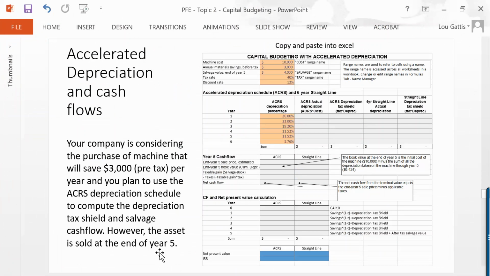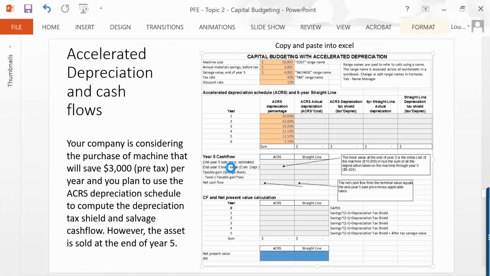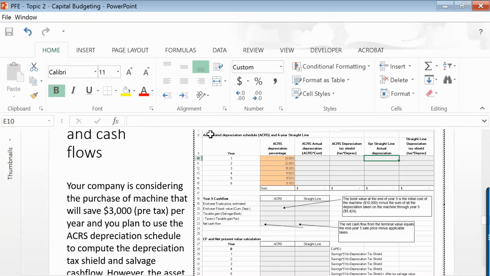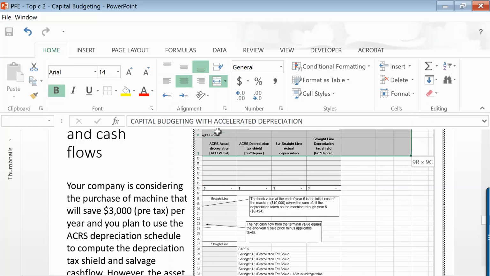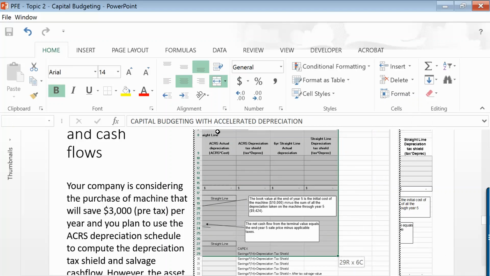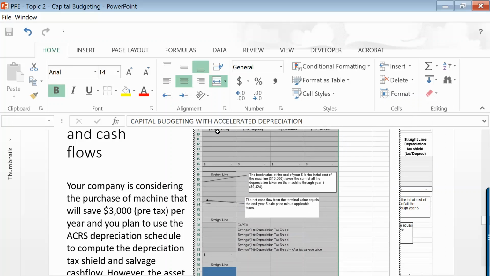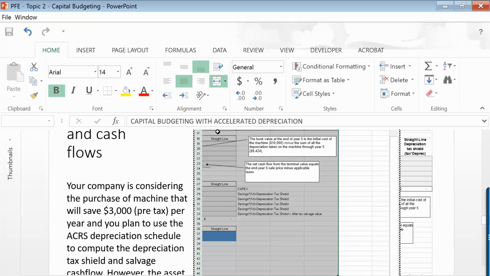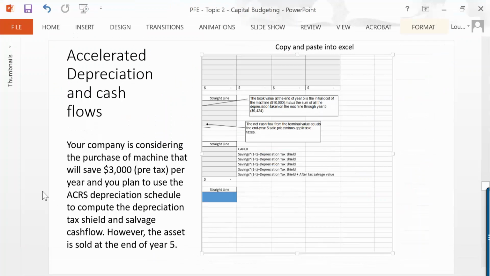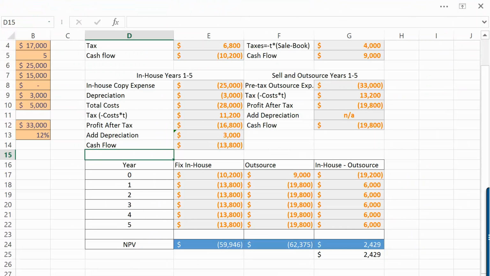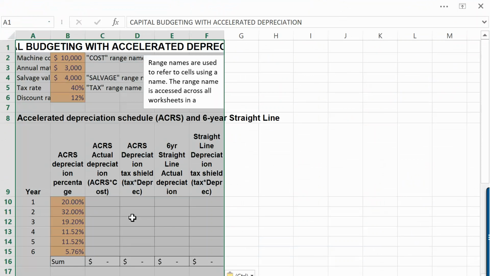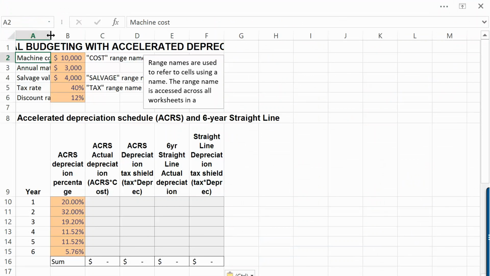And let's do something with accelerated taxes. Let's grab the spreadsheet. Say your company is considering the purchase of a machine. And the machine is going to generate some amount of cash flows. We'll look at them in a minute. But you have a choice of what depreciation method to use. Add a worksheet, and I'll paste that. And again, I need to make things look a little better here.